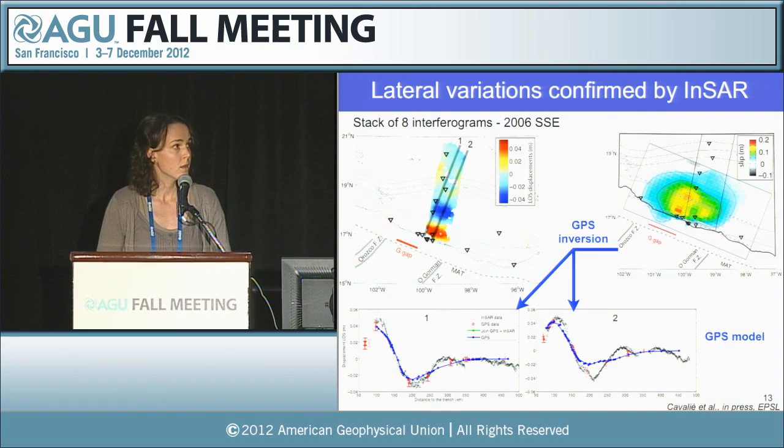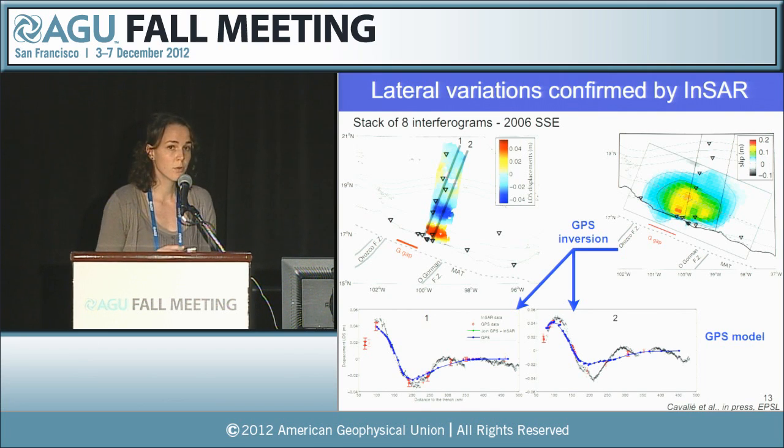So if we compare the model obtained by inverting GPS data only, this model I've shown before, and see how it fits the InSAR stack, we can see that on this profile here, the model explains fairly well the data. This first line corresponds to a region where we have a lot of GPS stations. But on the east side, on this second profile, we see that the GPS model does not explain well the InSAR data.